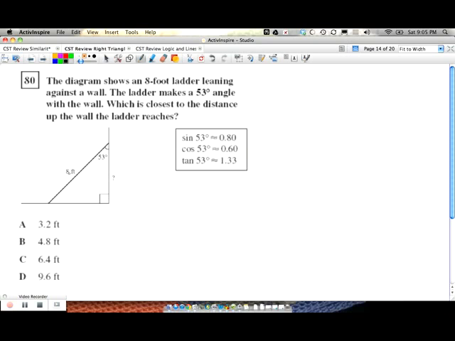The diagram shows an 8-foot ladder leaning against the wall. So this is 8 feet, and it makes 53 degrees here. Which is the closest distance up the wall the ladder reaches? That's kind of a hard thing to really understand in words, but the picture helps so much because they're telling us that this is our question mark that we have to figure out. Let's go ahead and call that X or H, whatever you want to call it, but I'm calling it X.